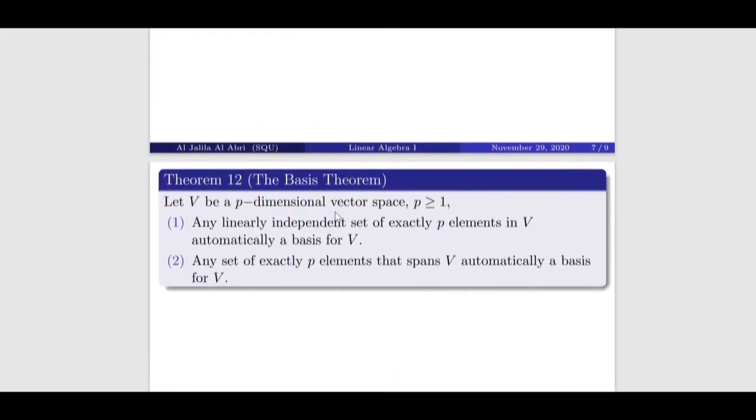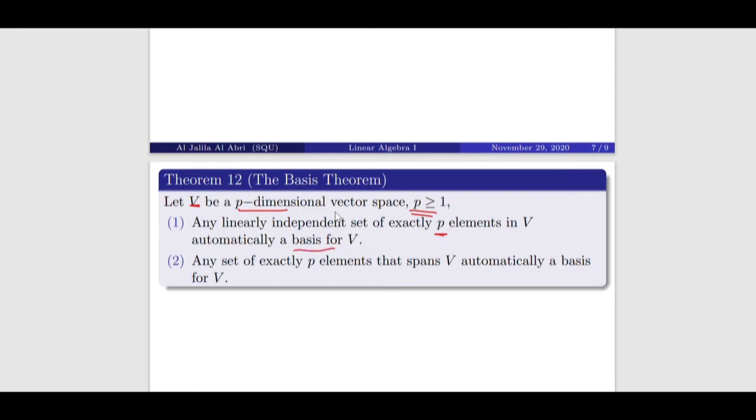Last theorem is theorem 12. Let V be a p-dimensional vector space, p greater than or equal to 1. Any linearly independent set of exactly p elements in V is automatically a basis for V. إذا عندي ال V with p-dimensional إذا معناته الدايمنشن هنا finite. لما آخذ الست which is linearly independent وهذه الست فيها p elements نفس الدايمنشن of V إذا على طول أقول this one is a basis for V. اللي هي نفس الثيرم اللي قبل. إذا أي linearly independent set اللي فيها p elements على طول it is a basis for V.